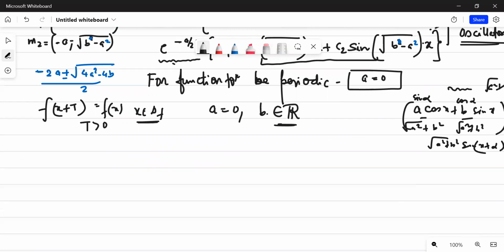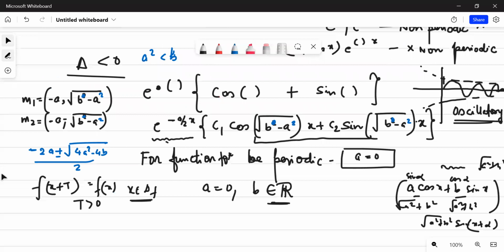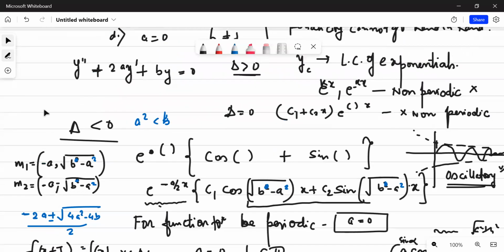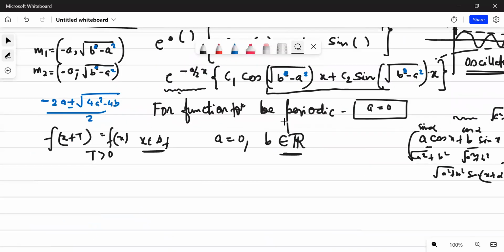Okay, till now b can be any real thing. Now let us see what would be b in general. What would be b? Or is there another way to find b? Yes, there can be a way. In fact, you will find that b is positive.